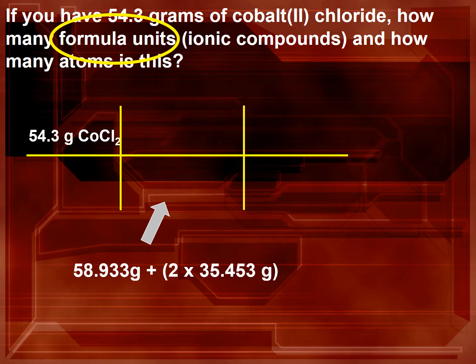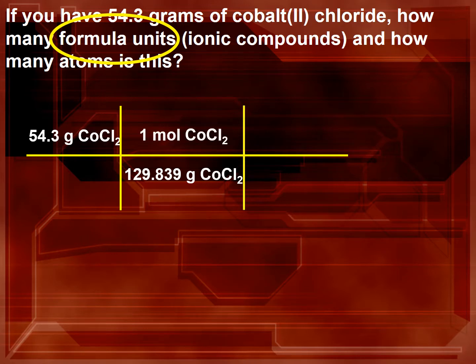From our periodic table, cobalt is 58.933 grams per mole, and we have two chlorines, which are 35.453 grams per mole. We add those together, we get 129.839 grams of cobalt-2 chloride per, and this goes on top, 1 mole of cobalt-2 chloride. Number, unit, compound. Always show them. It's a good habit to be in for when we move on in a couple of days and have more than one compound in our train track.